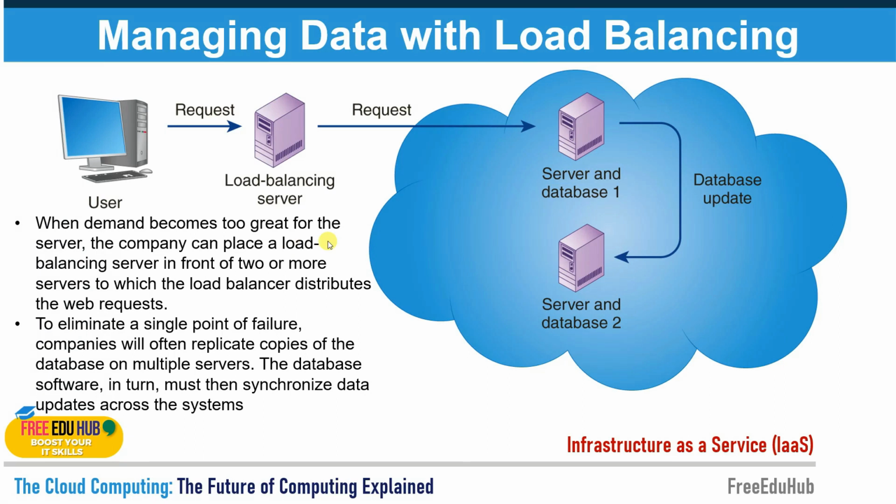When demand becomes too great for the server, the company can place a load balancing server in front of two or more servers to which the load balancer distributes the web services. So it would keep on going to one server. If it sees that it's heavy, it would transfer it to the other one. But the previous technique that we saw, distributing the traffic equally to the servers, is still the most successful, which we call a round robin service as well. To eliminate a single point of failure, companies will often replicate copies of the databases on multiple servers. The database software in turn must then synchronize the data and update it across different systems.